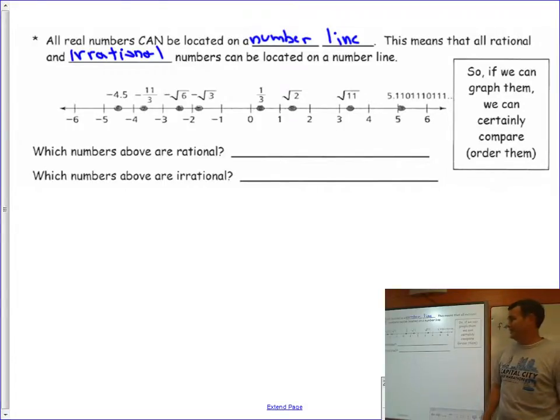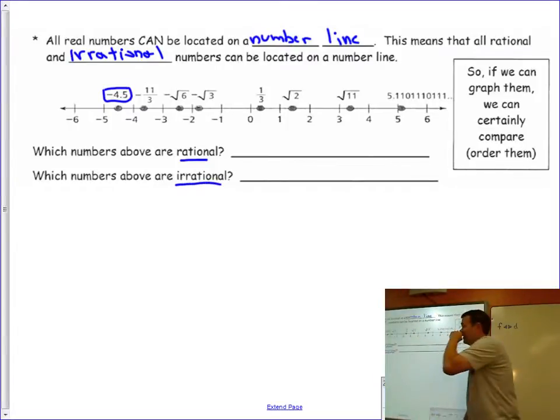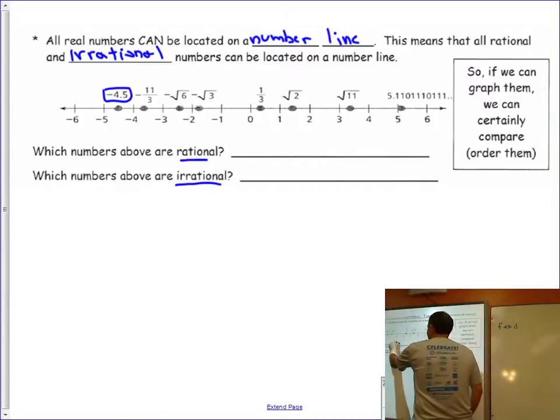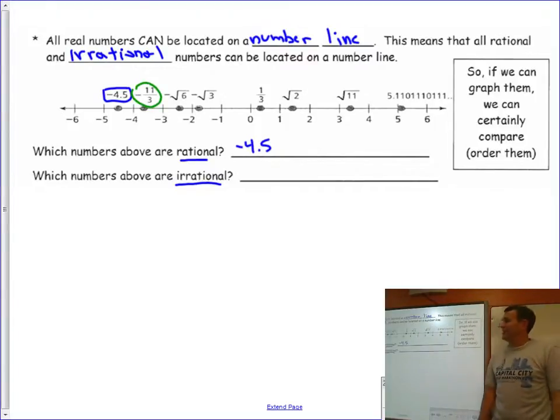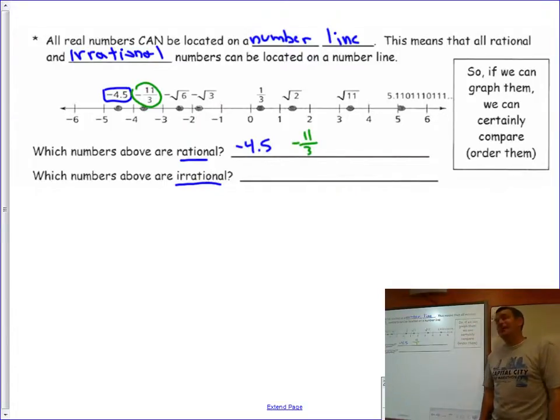So what I would like to do is, first I'd like to look at these numbers and decide which ones are rational and which ones are irrational. And I'm just going to take them from left to right. So negative 4.5, would that be a rational number or an irrational number? Well, that's a terminating decimal, therefore it can be made into a fraction. It's rational. Negative 11/3. Well, that thing's a fraction, so it must be rational, right? That's the definition of rational. You can make it into a fraction. Negative 11/3 is a rational number. I think that would be a repeating decimal.